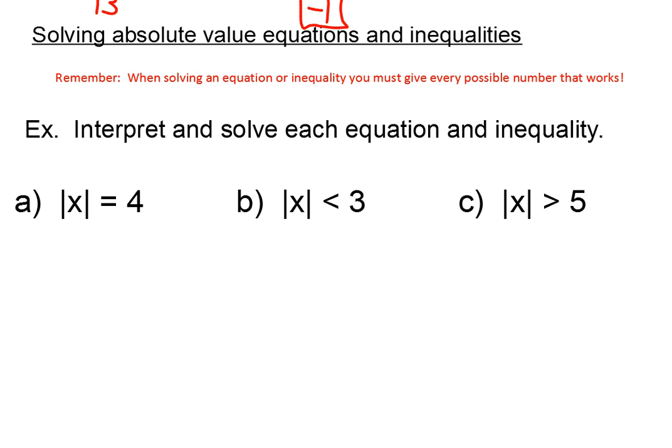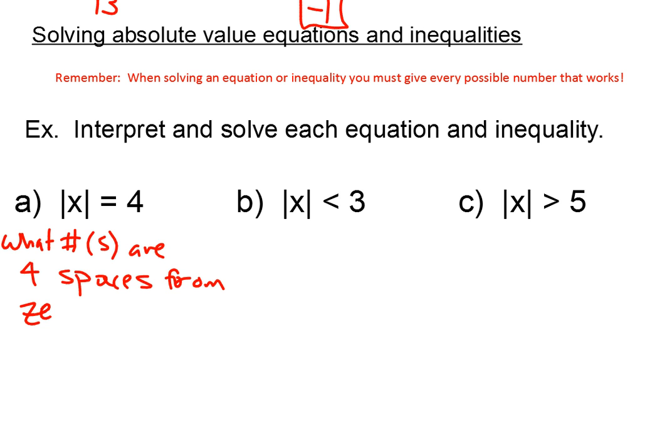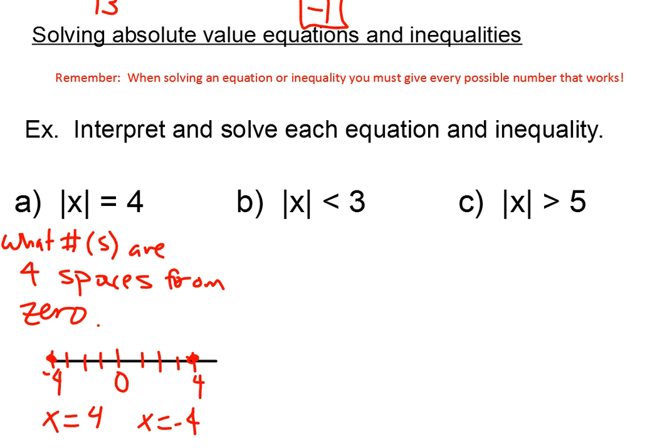Well, in English, my interpretation of that is what number or numbers are 4 spaces from 0? Well, on a number line, the zero is here, it could be 1, 2, 3, 4 spaces to the right, so 4 could be an answer, or 1, 2, 3, 4 spaces to the left. So negative 4 could be an answer. So there are two choices. x could equal 4, or x could equal negative 4. Everybody see that?